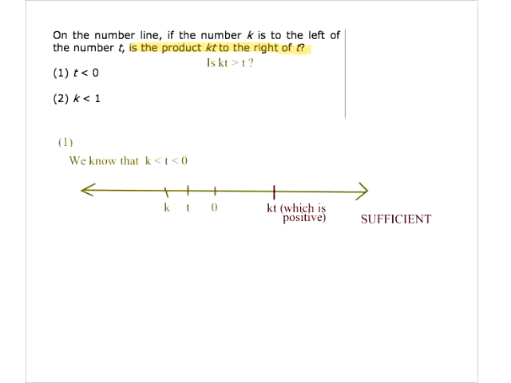Statement 2, let's take a look. We know that k is less than 1, and k is also less than t. We know that k is less than 1, and also that k is less than t. No idea of the order of t and 1.